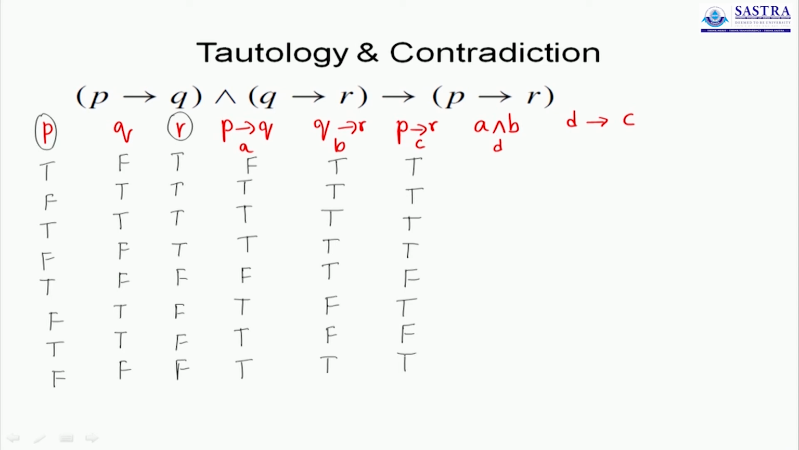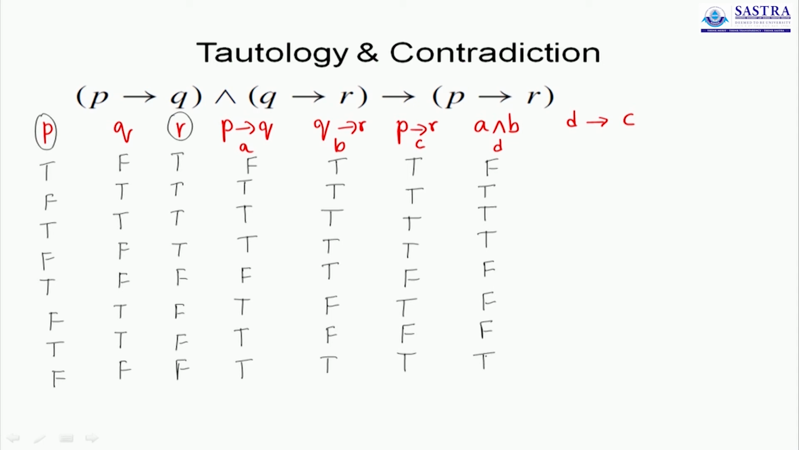Now we are asked to do a conjunction between columns 4 and 5, which is easy because a conjunction returns a true value only when both are true. Both are true only in a handful number of rows, and it is easy for us to do it. First row is a false value, second row is true, third is true, fourth is true, fifth is false, sixth, seventh are false, and the last row is again true.